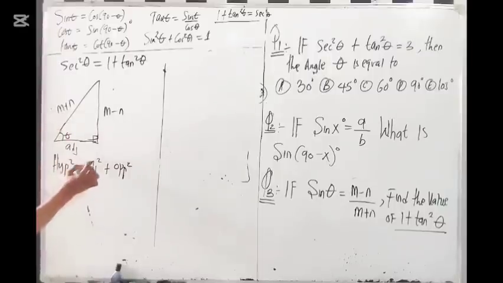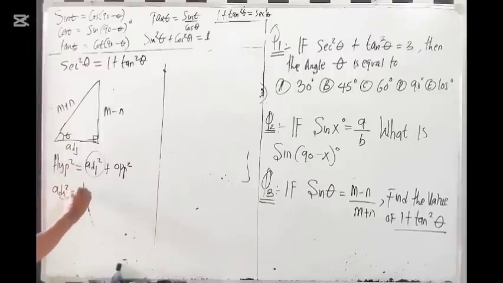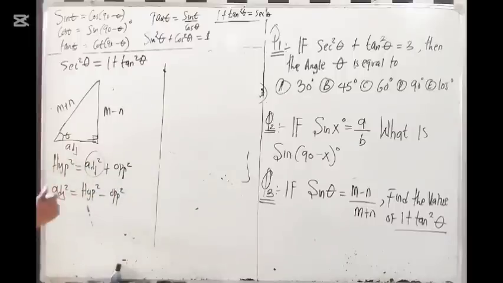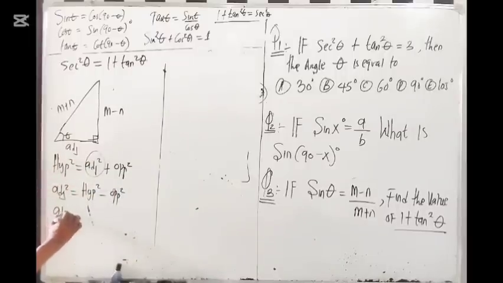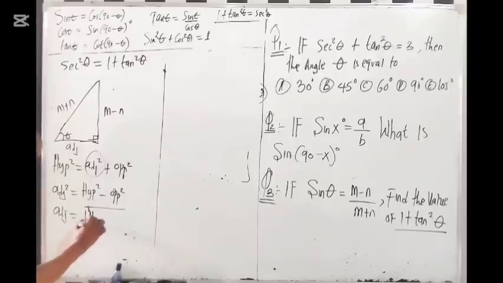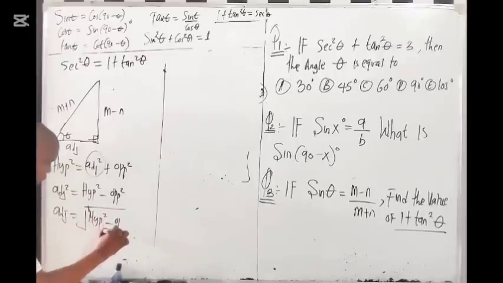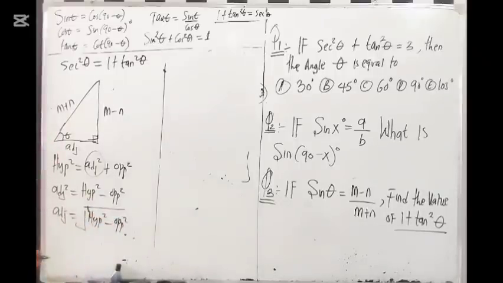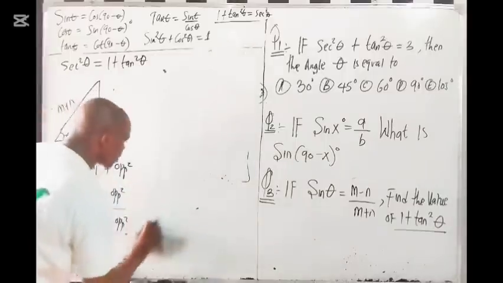My hypotenuse is m plus n. So the goal here is to make adjacent the subject of the formula. If I make it the subject, adjacent squared equals hypotenuse squared minus opposite squared, right? Take the square root of both sides, so adjacent equals the square root of hypotenuse squared minus opposite squared. Okay.